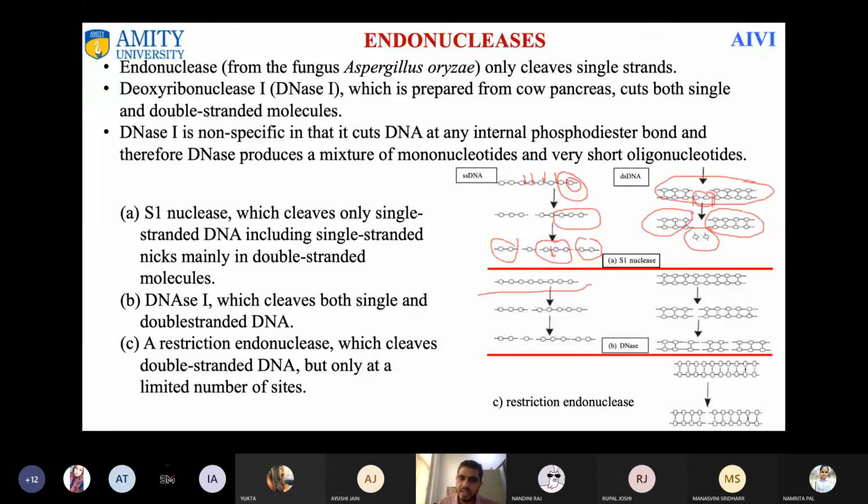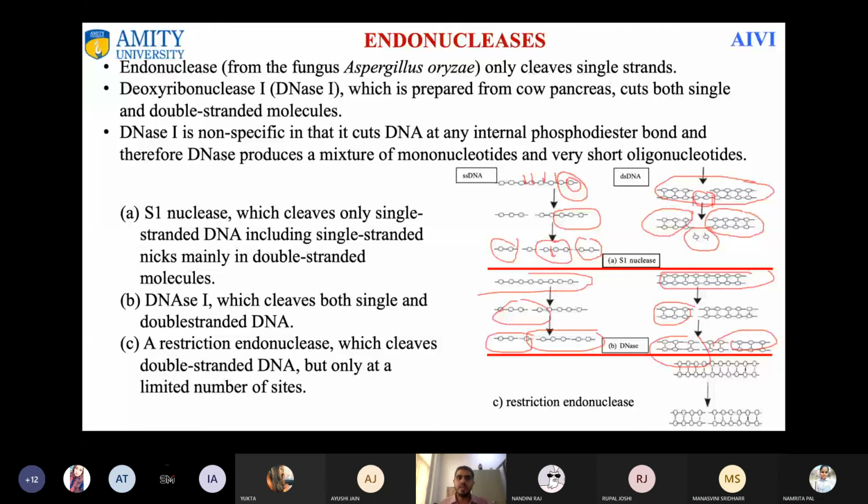So if this is a single stranded DNA, we are going to have fragments, so 3 fragments, and so on. In case of double stranded, it will produce cuts within and so on. This is the way your endonucleases are going to work. So two types, as I mentioned: one is S1, which cuts single stranded, and DNase 1, which degrades both single stranded and double stranded.